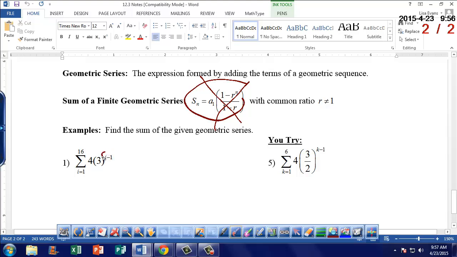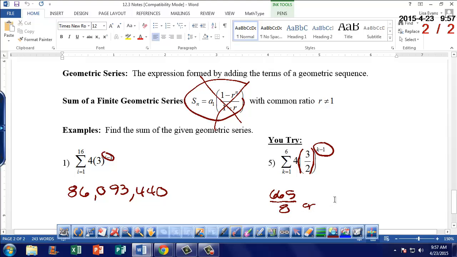Make sure the exponent has the variable minus 1. In this problem, you need to make sure there are parentheses around the fraction, and you need to make sure your exponent is the variable minus 1. So try this, pause the video, and see if you get what I get. In number 1, you have 86,093,440. And in this you try, you have either 665 over 8 or 83.125.